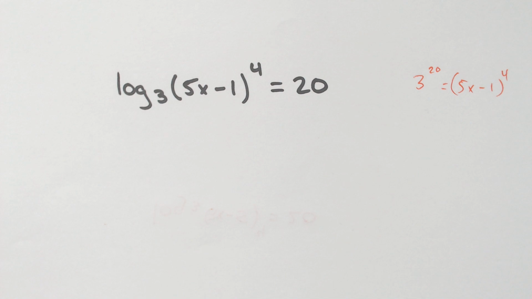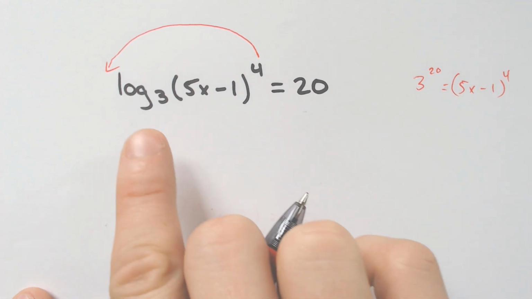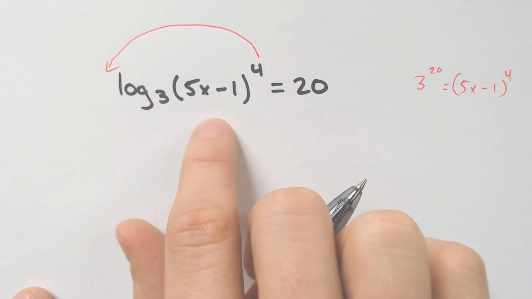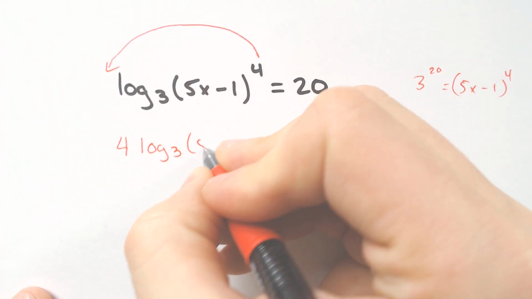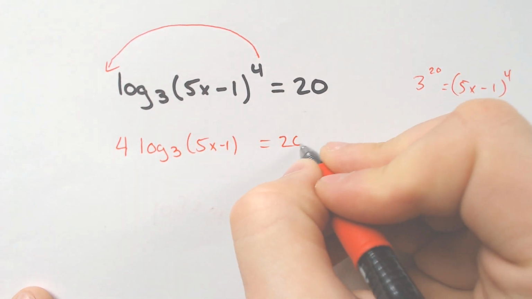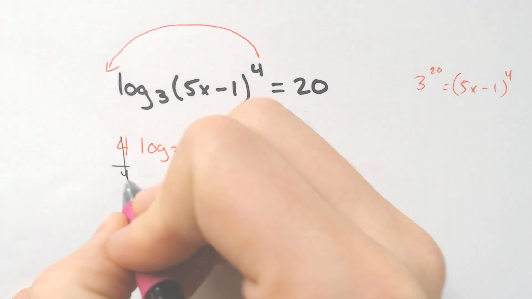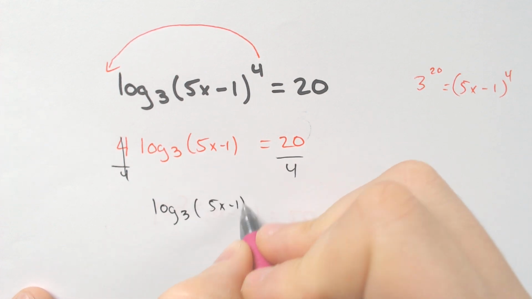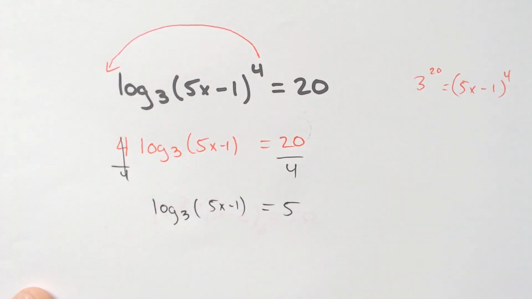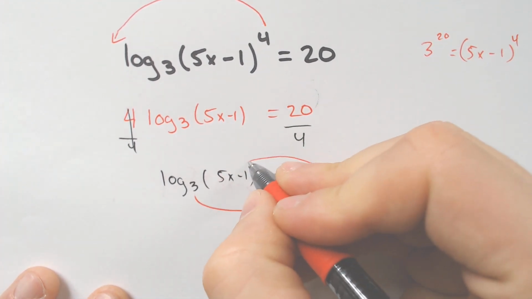What you can do is the opposite of what we did the last time, and that's move the 4 down, which we are allowed to do when there is a log only on one side. See how we only have this log right here? That would leave us 4 log base 3 of 5x minus 1 equals 20. And because there's not a log over here with the 20, you can divide by the 4, leaving us with log base 3 of 5x minus 1 equals 5, which is a much more manageable problem to swish around.